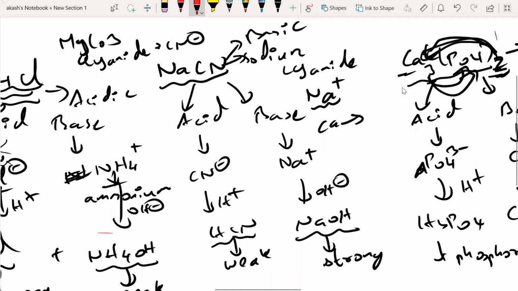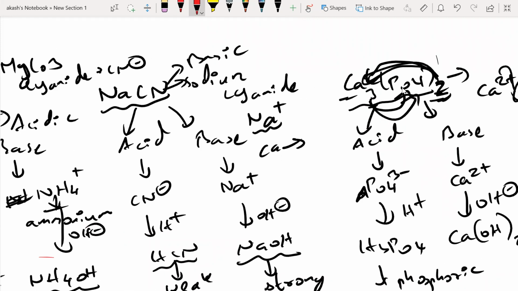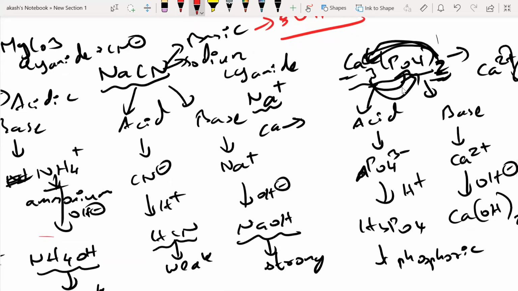So obviously we understand that for a basic salt to be formed, I should have a weak acid and a strong base, is it not? It's exactly opposite to that of acidic salts. So that's exactly what I have here. NaOH is a strong base, HCN is a weak acid. So obviously NaCN, sodium cyanide, is going to be a basic salt, right?